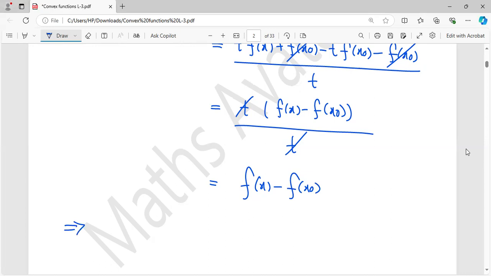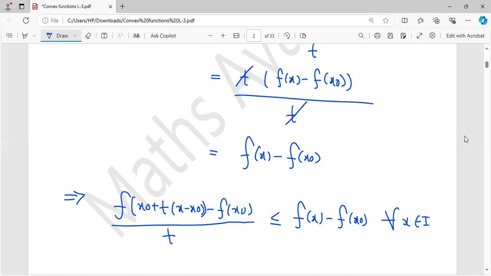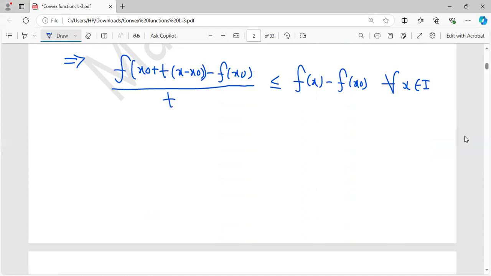So this implies f of x naught plus T times x minus x naught, minus f x naught, upon T is less than or equal to f x minus f x naught for all x belonging to I. Okay. So let's say this is equation number 1.